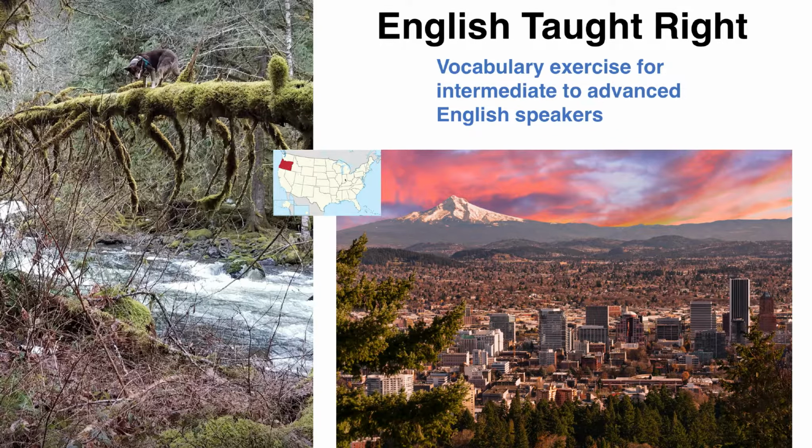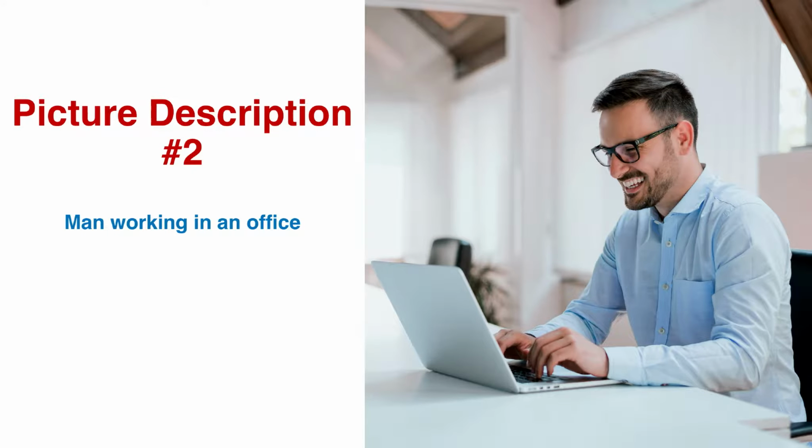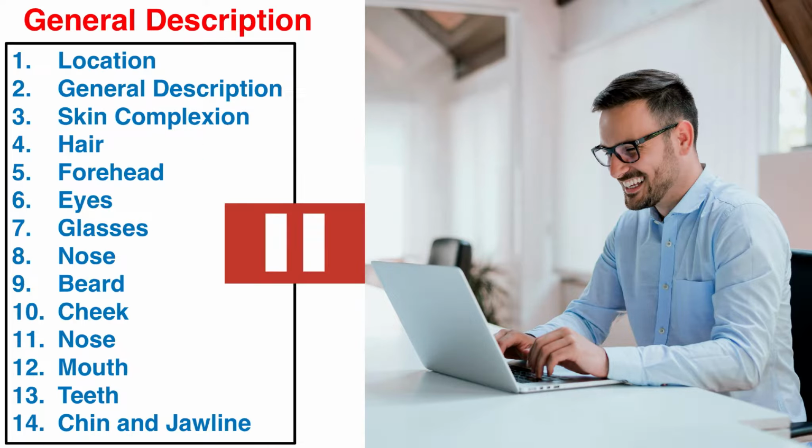Today, we're going to do a vocabulary exercise for intermediate to advanced English speakers. Specifically, we're going to do a picture description, where we use our English to describe our man here on the right in very great detail. So what I would like you to do is, using your English words, use these 14 criteria listed here on the left to describe this man.